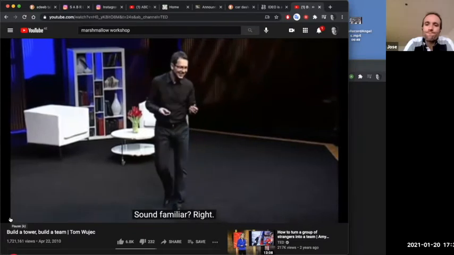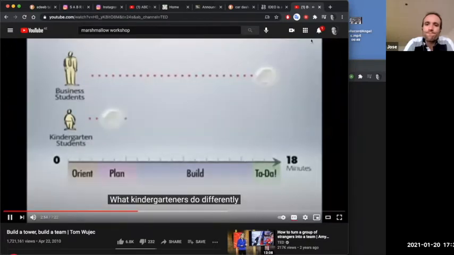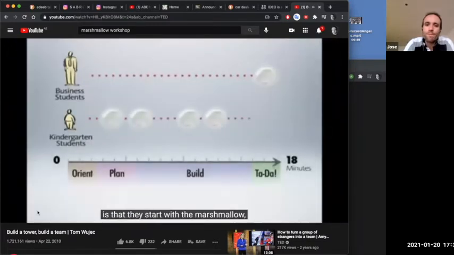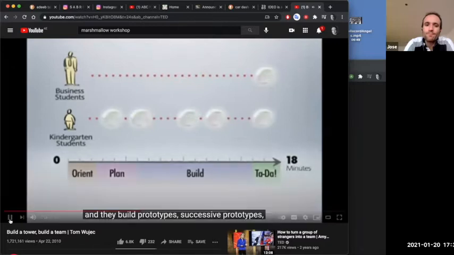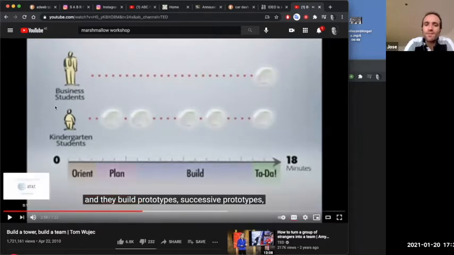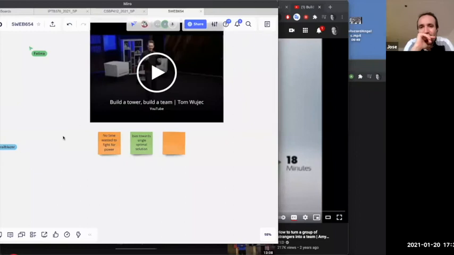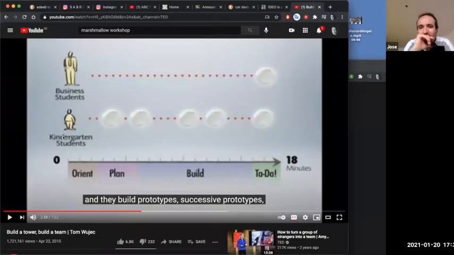Familiar, right? Okay. What kindergartners do differently is that they start with the marshmallow and they build prototypes. You see, what is the difference now with BAs and kindergartners? What is the biggest difference? Anybody?